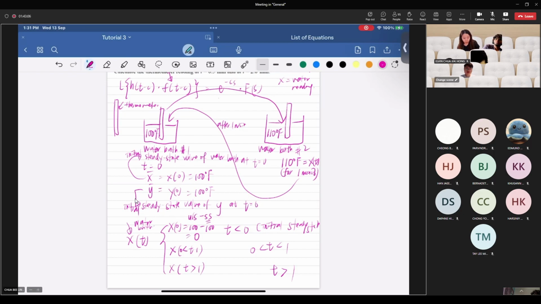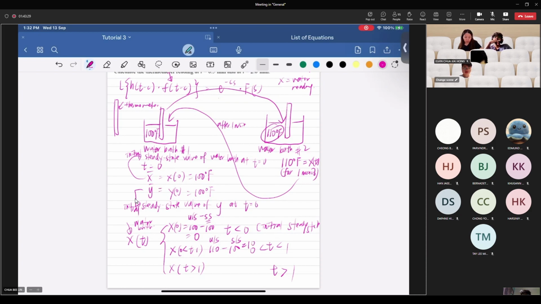And then at time 0 to 1, the change is 110 minus the steady state value. So in the unsteady state, the water bath is 110, and the steady state value is 100. So this gives you the answer of 10.